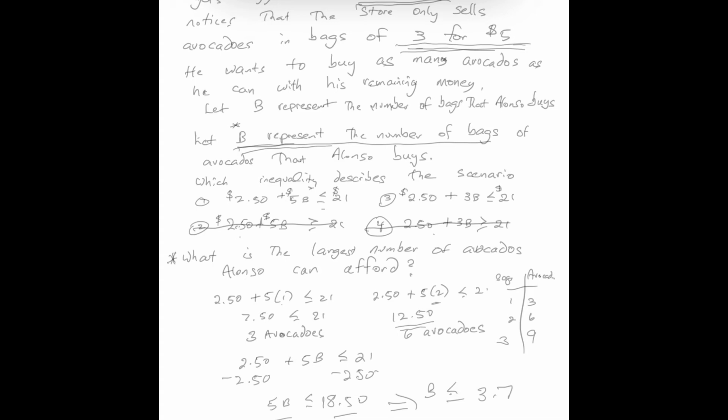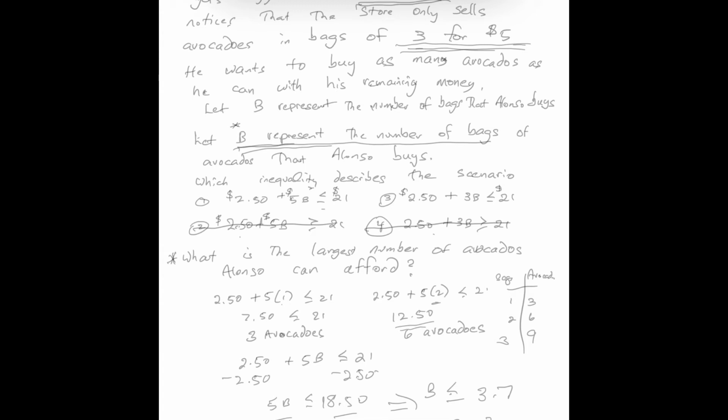But of course, we can't really have a partial number. We can't round it up to 4 because that could be too many bags. That would bust his bank. If he bought 4 bags of this stuff, it would be $22.50. He doesn't have that kind of money. So it's got to go down to 3. And therefore, we're going to say B equals 3. He was able to buy 3 bags.